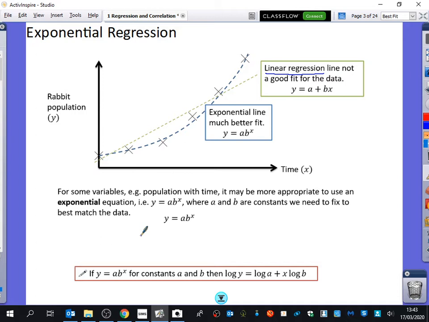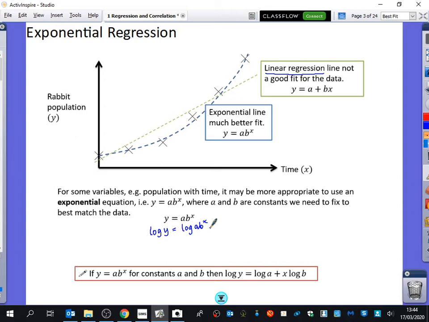Now, I've written that the answer is to do with log. This is just any base of log. You can do it with e, any of them at all. So I'm going to start off by taking logs of both sides. So I get log y equals log of a b to the power of x. How can I split up this thing on the right-hand side here, Hamza? You need the log rule where you can plus them. Log a plus log b to the x, if they're times together.